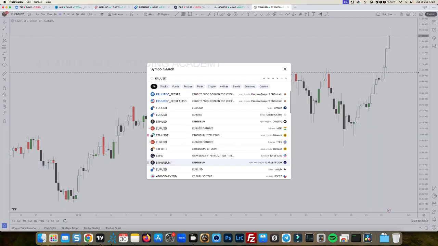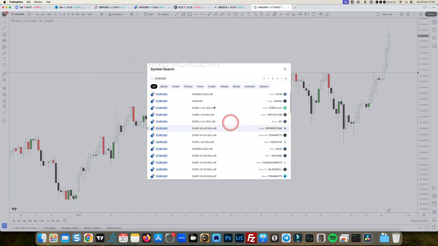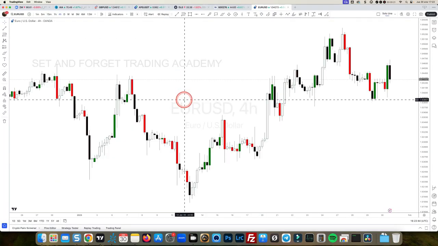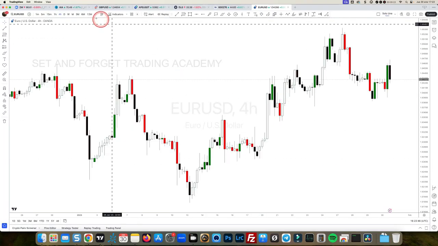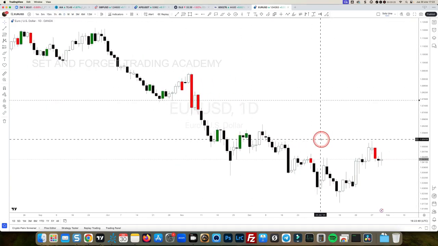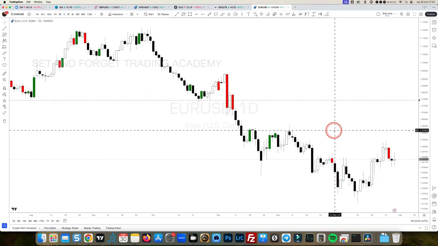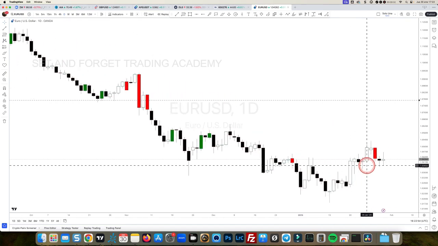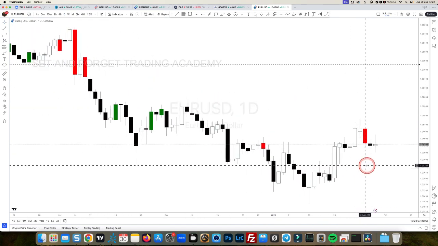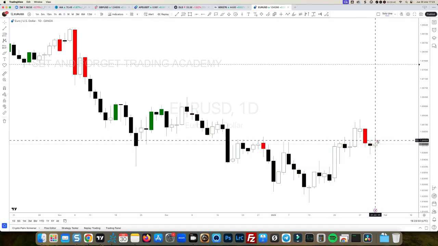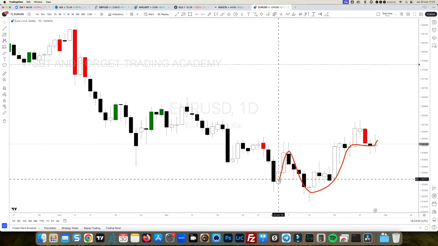Forex cross pair. Okay, so this is the euro dollar. I'm going to use the daily for now. So remember, when we are doing live analysis, when we're doing multiple time frame analysis too, we always start from the right side and we follow price action, always.